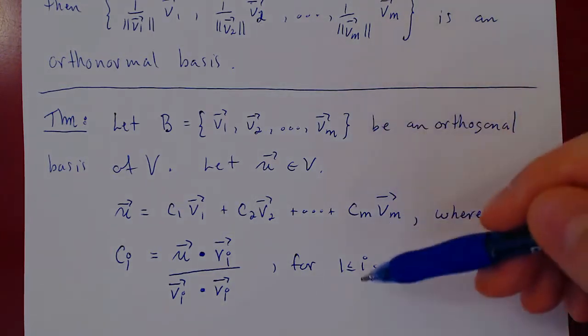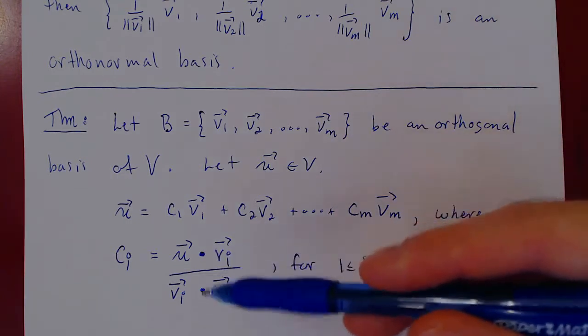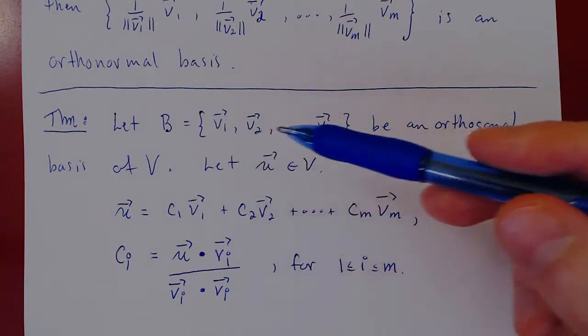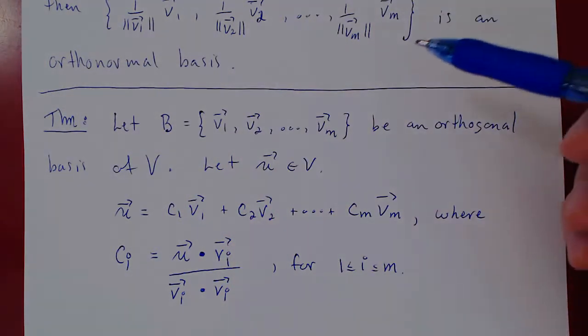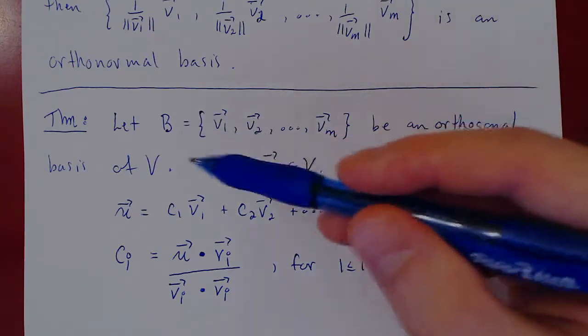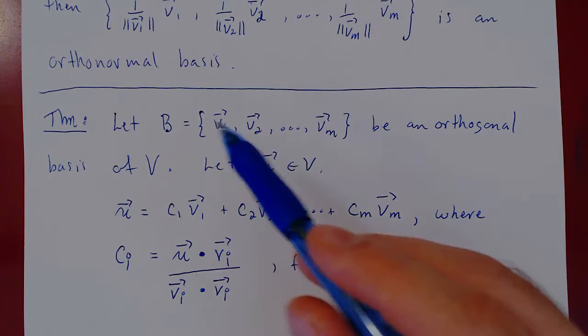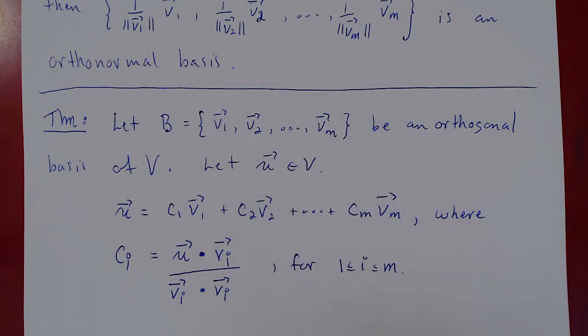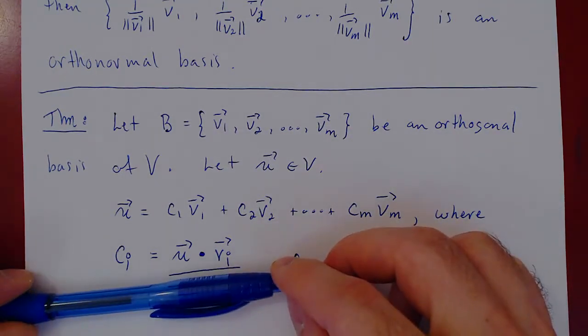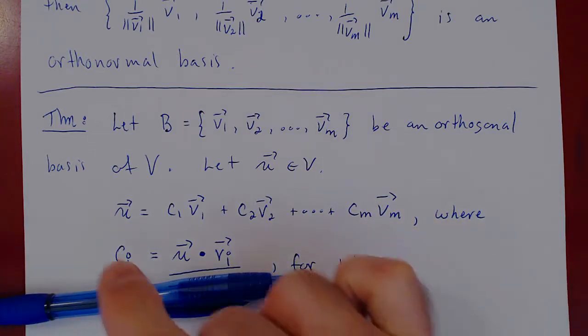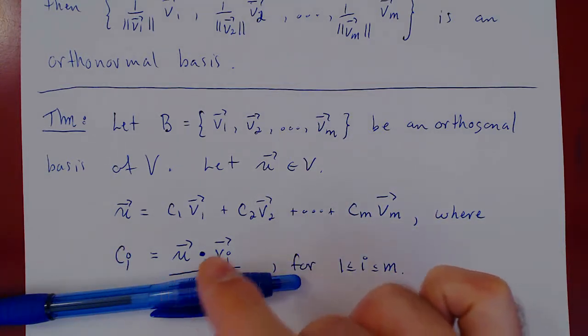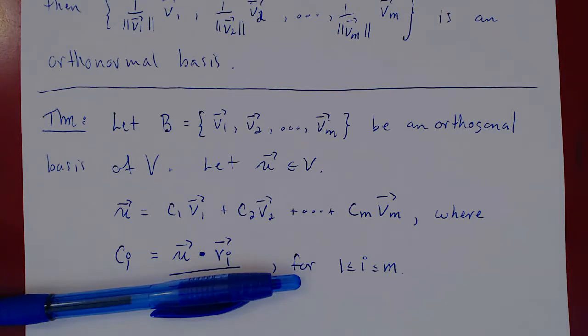And you can look at this result and you'll see that ci is even simpler if the basis is orthonormal. If it is orthonormal, every vector has length 1, and if you dot a vector with itself, that is the norm of the vector squared. But since the norm of each vector is 1, 1 squared is 1, and so if the basis were orthonormal, the ith coefficient is simply u dotted with the ith basis vector. So it's even simpler when the basis is orthonormal.